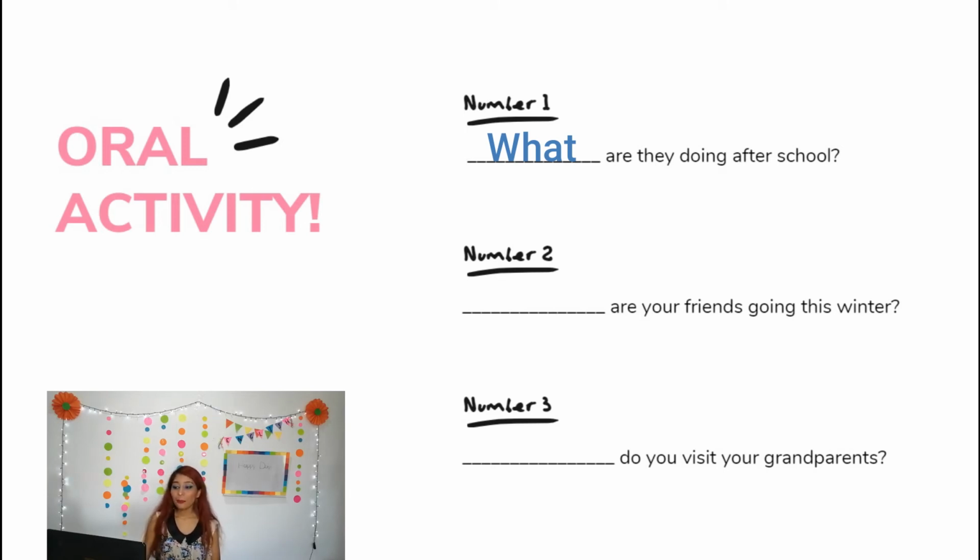Very good. Number 2, blank, your friends going this winter? What, where, how often? If your answer was where, your answer is correct because it wouldn't make sense if you said, what are your friends going this winter? When you have this verb, going, it means that you are talking about a place, okay? Or how often are your friends going this winter? It doesn't make sense because you aren't asking anything in that way.